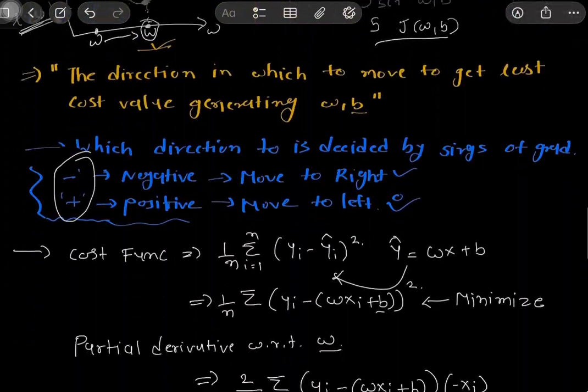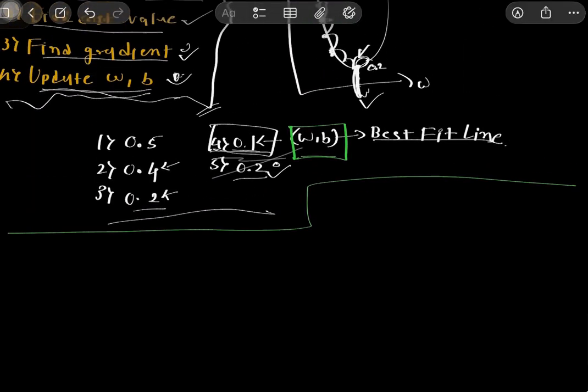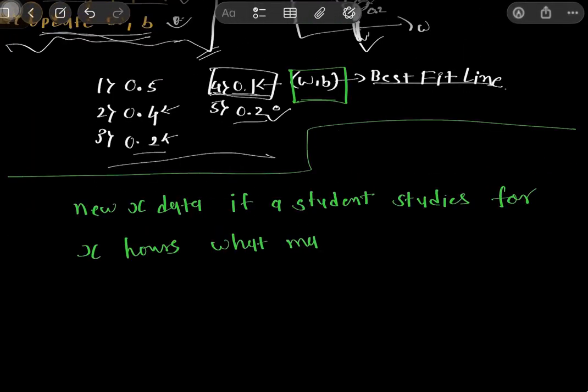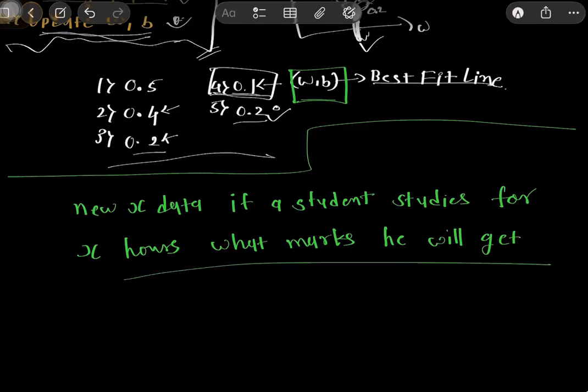And based on that, what we can do is that in future, we can give any new X data, which is how many hours a student studied, and based on those X hours, we can find out what marks he will get. So we can give this X as input in our equation, which is Y is equal to WX plus B. We can put this value here. We already have our W and B, and based on that we can get the Y value, saying that if a student studies for X hours, he will get Y marks.